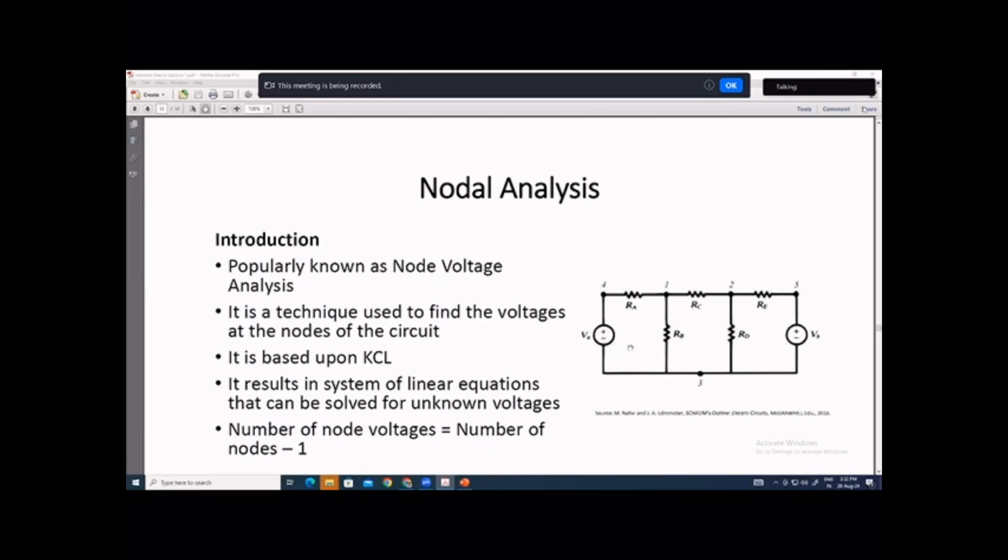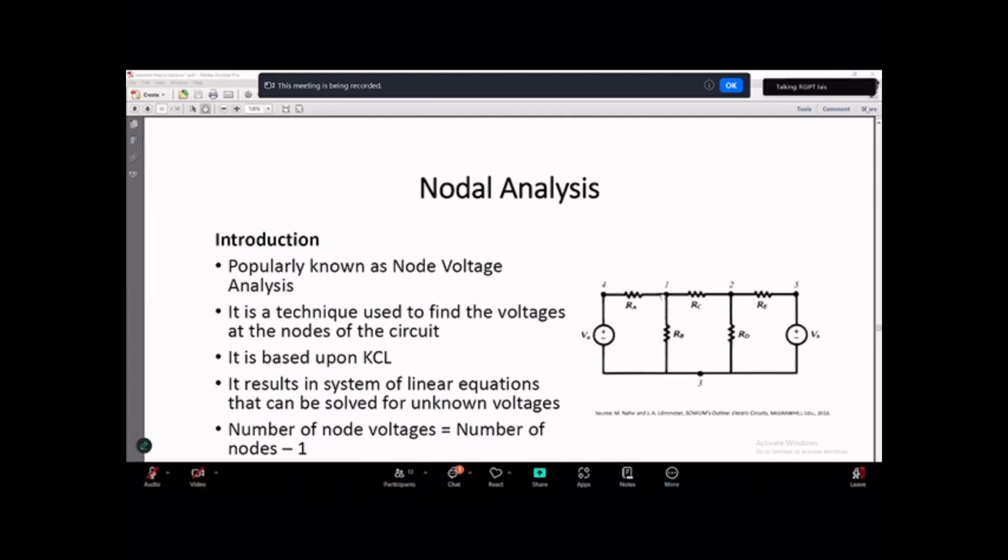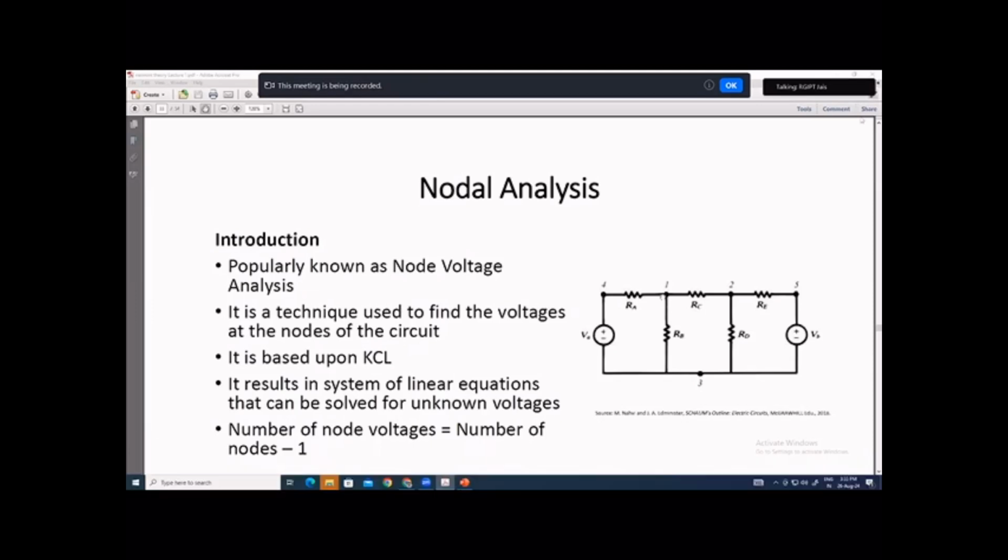Now the next step is to assign node voltages. You have identified the nodes, and now you have to assign some unknown voltages, since you do not know what potential each node is sitting at. Let us say you assign V1 to this, V2 to this, V5 to this, V4 to this, and V3.